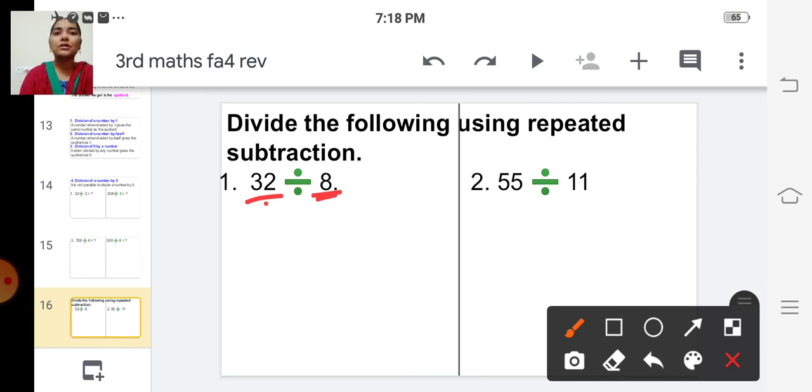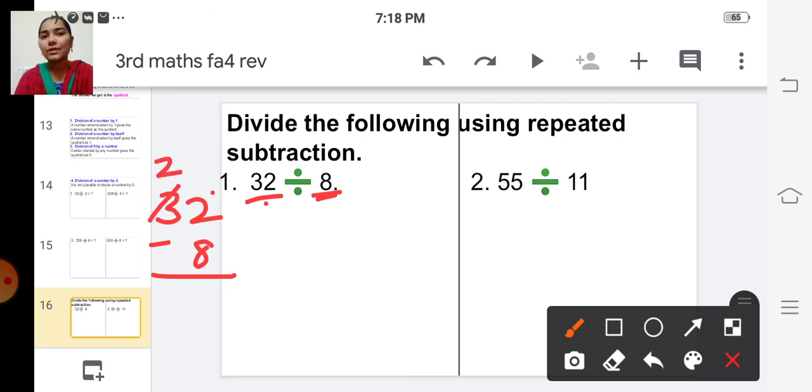So first problem, 32 divided by 8. First we shall subtract 32 minus 8. So this becomes 2 and this becomes 12, isn't it? So 12 minus 8 is 4, and this 2. And again subtract 8 from 24. So 24 minus 8 is, this becomes 14 and this becomes 1.